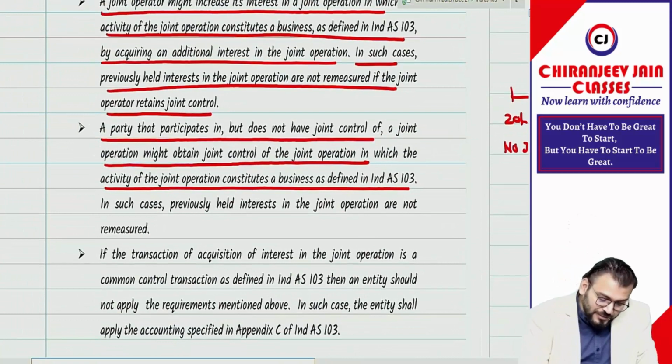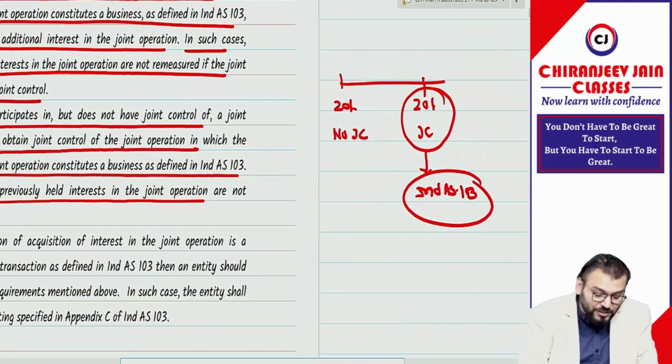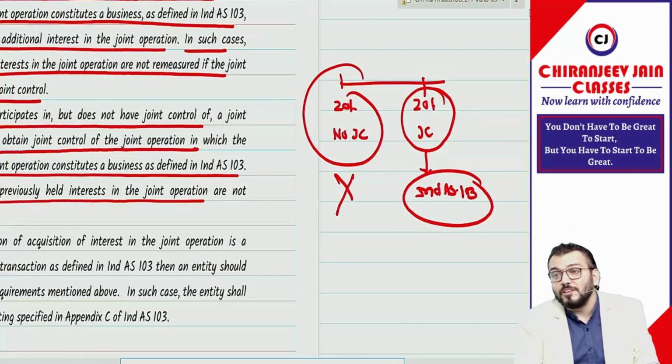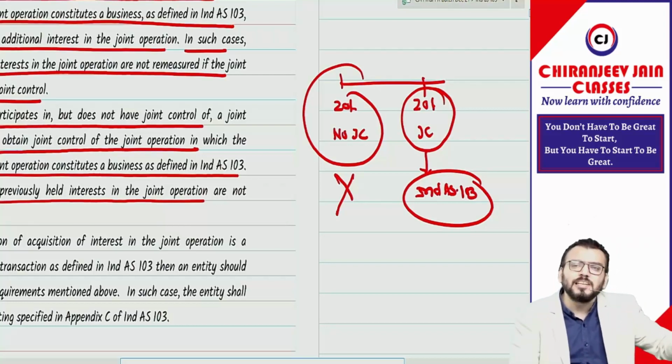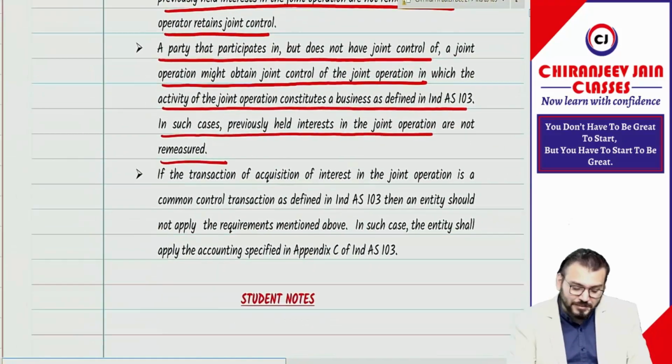A party that participates in but does not have joint control of a joint operation might obtain joint control of a joint operation in which the activities of the joint operation constitute a business as defined in Ind AS 103. In such case, previously held interests in the joint operation are not remeasured. Means this will not be remeasured, because when you are remeasuring, that is a control case, not joint control. Understood? So it will not be remeasured. Means whatever you have done for 20% previously, that only will be done. Only for this 20% apply Ind AS 103. Correct? Yes, sir.